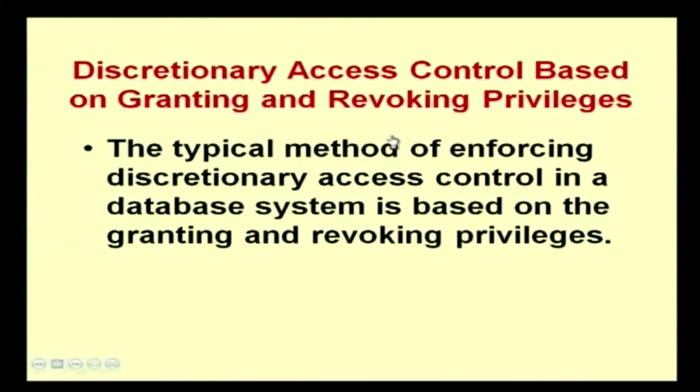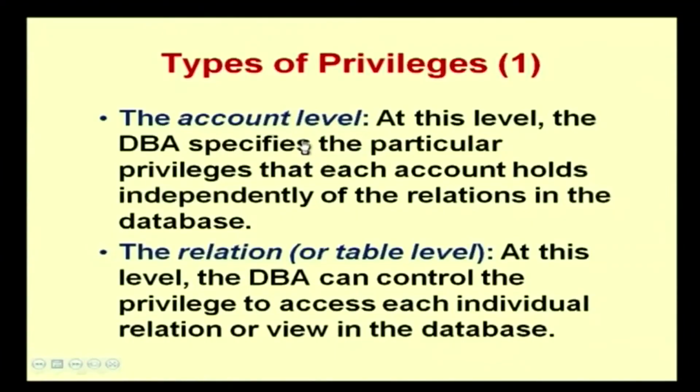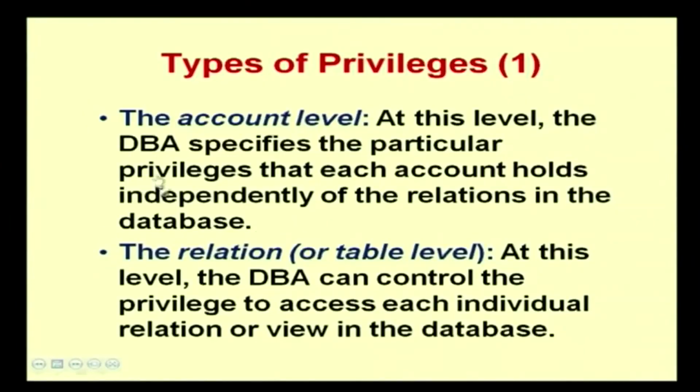Now, let us look at the first part, discretionary access control, which is based on granting and revoking privileges. The typical method of enforcing discretionary access control in a database management system is based on granting and revoking privileges. We have certain types of privileges. The account level: at this level the database administrator specifies the particular privileges that each account holds independently of the relations. So, for the complete account, irrespective of what relations are in the database, there is a privilege. That is the account level.